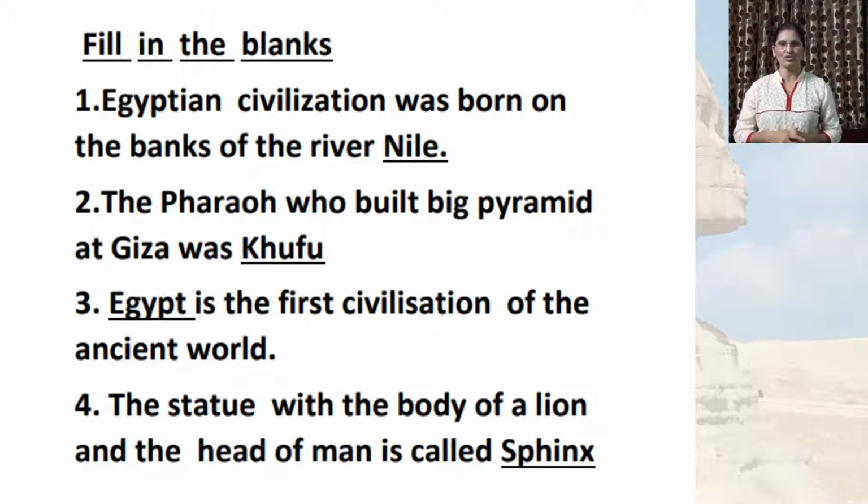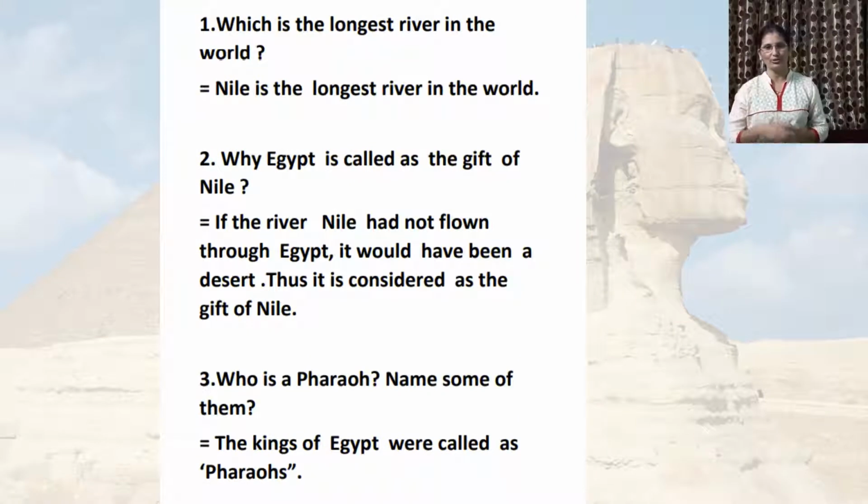Egypt or Egyptian civilization is the first civilization of the ancient world. The statue with the body of a lion and the head of a man is called Sphinx. And Roman number 2, answer the following questions in a sentence. First one, which is the longest river in the world? Nile is the longest river in the world.